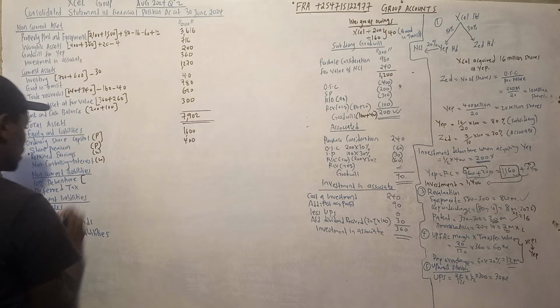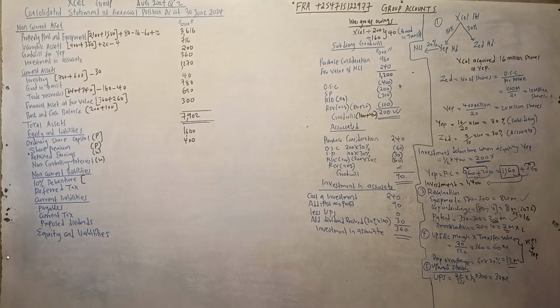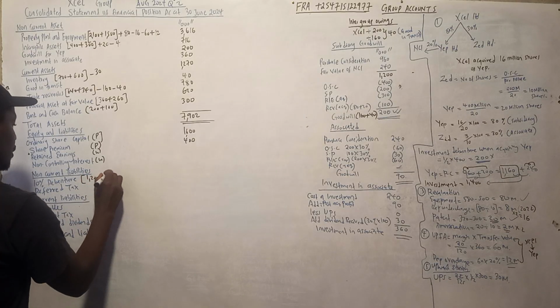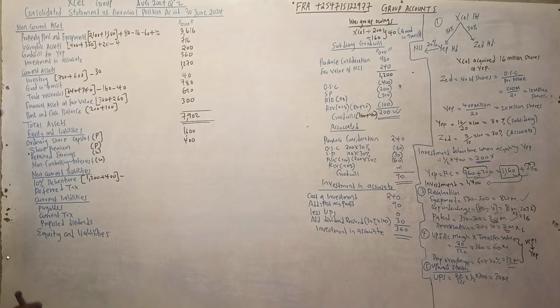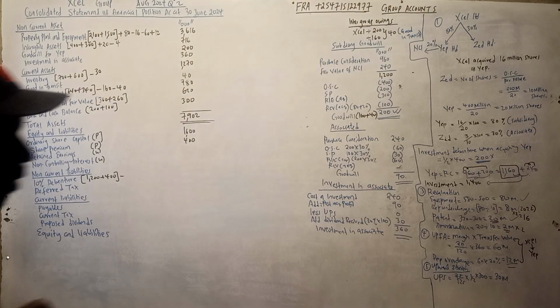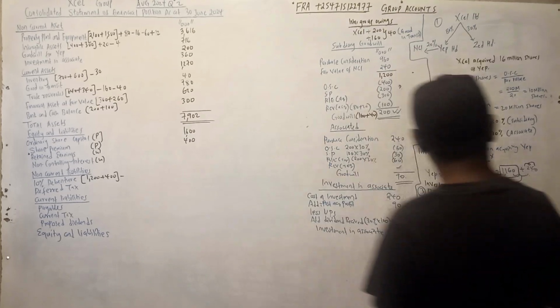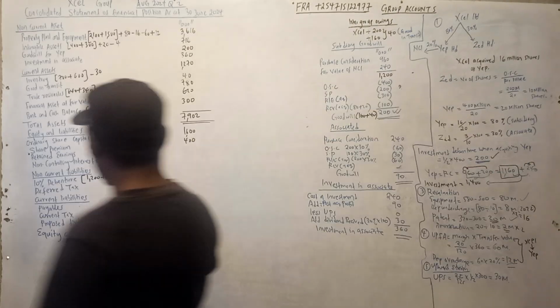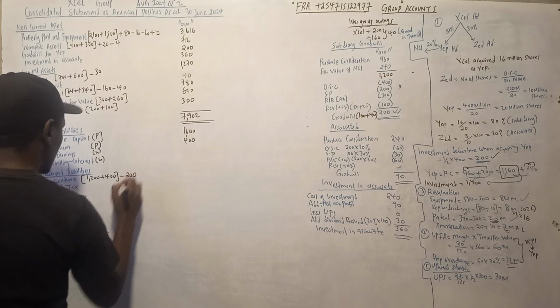Debenture, we need to add the two. So debenture 1200 plus 400. But remember, we need to deduct the amount that was invested. This one. So 200 was invested, so it will reduce this amount by 200.